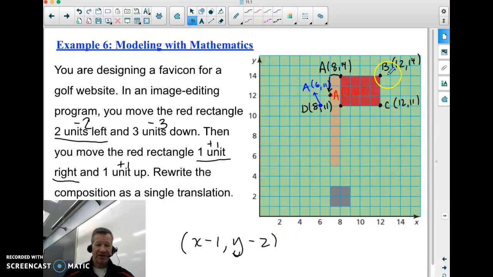Every one of these points would have done the same thing. I could have gone down 3 and left 2 for B, and then right 1, up 1 for B, and you can see it still went 1 left and 2 down as well. And there you have it. Finally, at long last, we are done with 11.1.